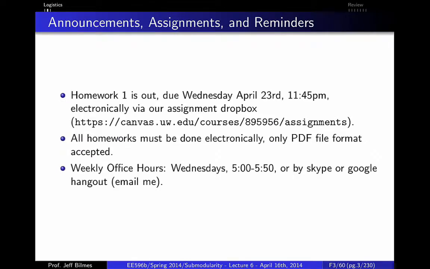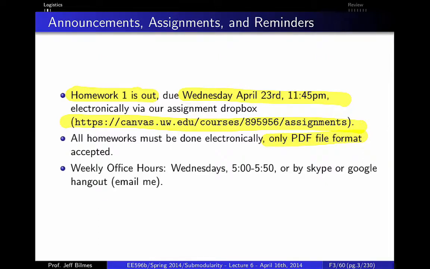And also, at long last, we have a homework assignment, namely homework 1. It's due next Wednesday, so 1 week from today at 11:45 p.m. And you need to do it electronically. Obviously, I'm not going to be here in this classroom at 11:45 p.m., but you need to turn it in electronically by then. You can do so at the following link, where you can upload your assignment in PDF format. So it has to be PDF format.